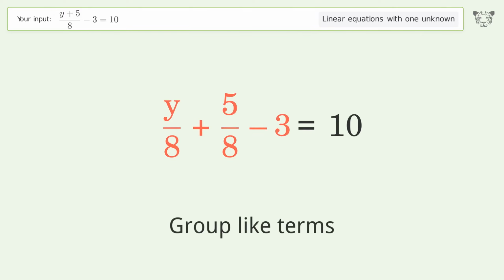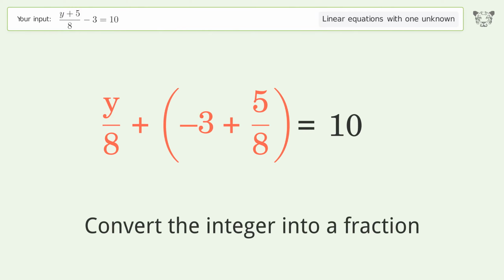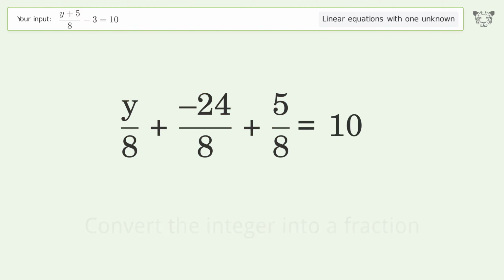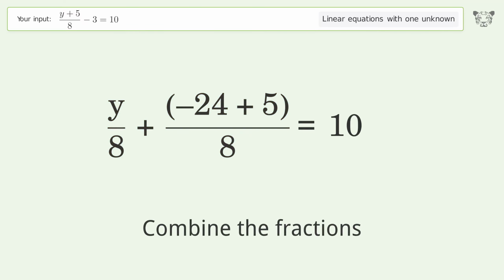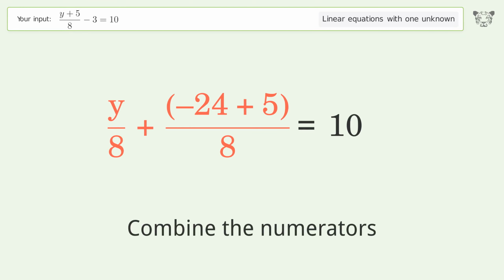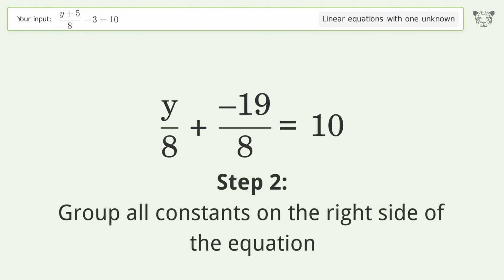Group like terms. Convert the integer into a fraction. Combine the fractions. Combine the numerators. Group all constants on the right side of the equation.